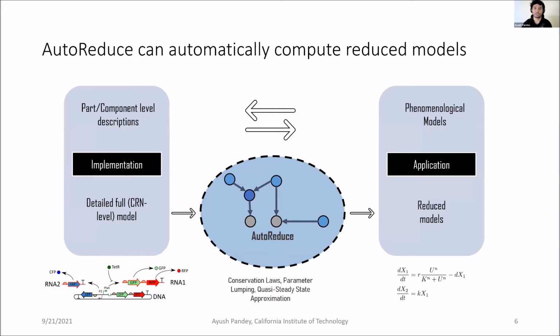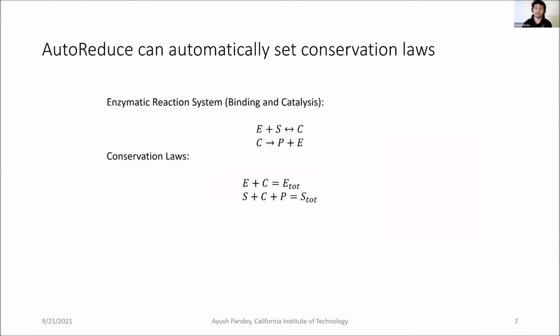Obviously, that's the major part of the workshop, but it's important to also understand the theory behind what AutoReduce is doing. So let's go one by one into these model reduction methods, if you want to call them that. So first is conservation laws. And you might be familiar with conservation laws because they're commonly found in biological models or chemical reaction networks. And one of the simplest examples for that is the enzymatic reaction system, which has the binding and catalysis.